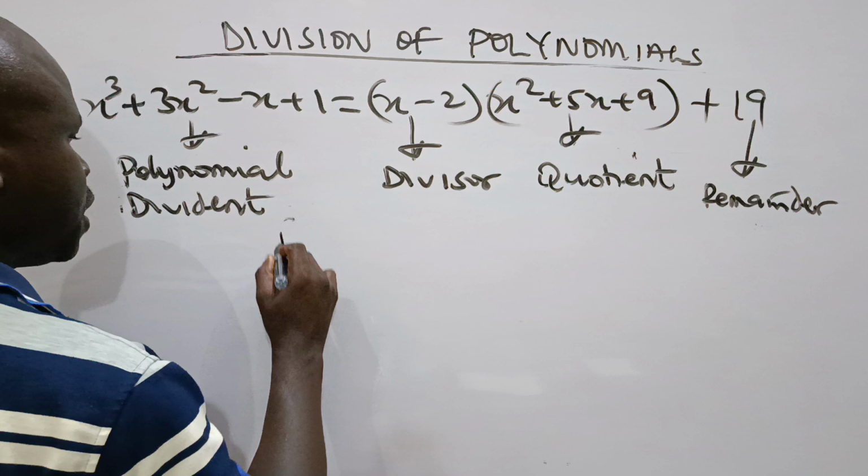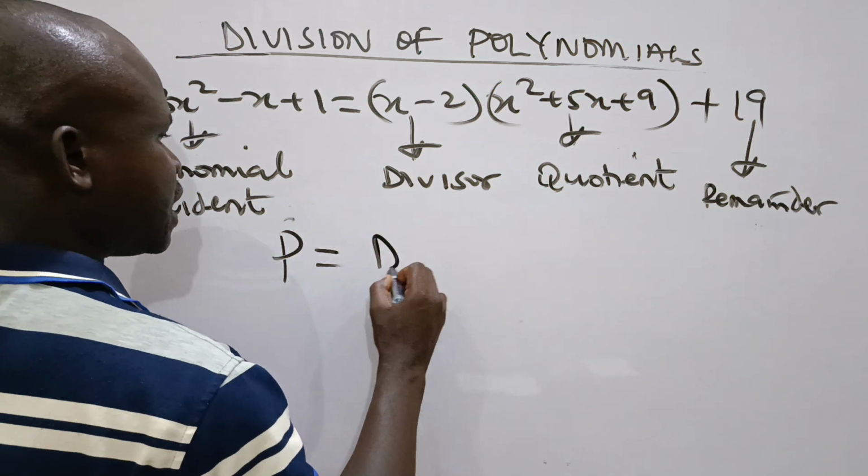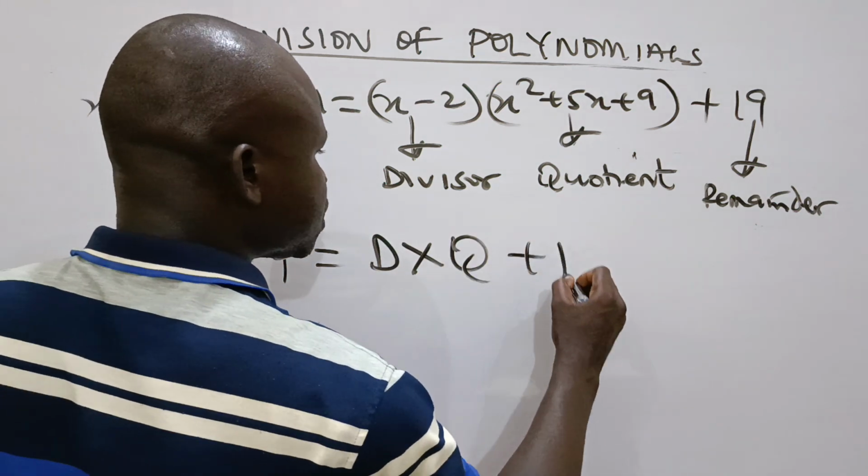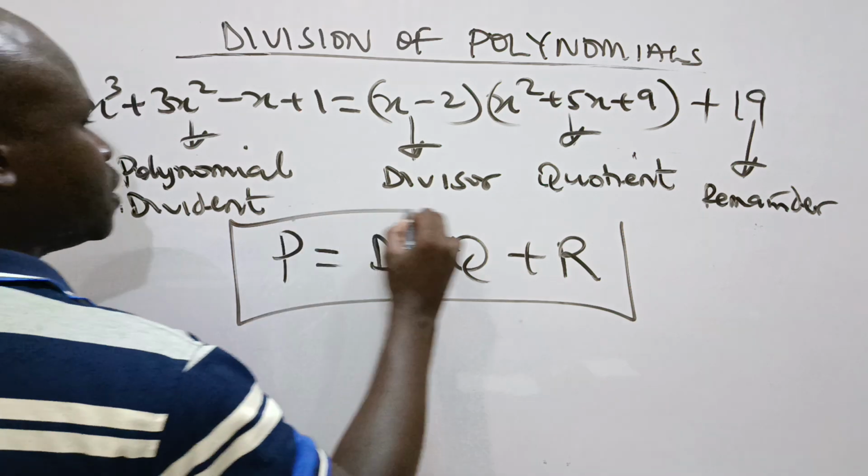For us to get our polynomial, by formula we should know that polynomial is equal to divisor multiplied by quotient plus remainder. So let's note this formula.